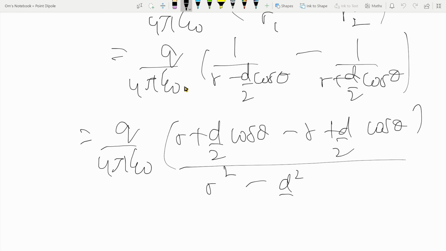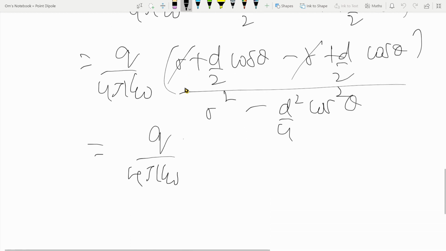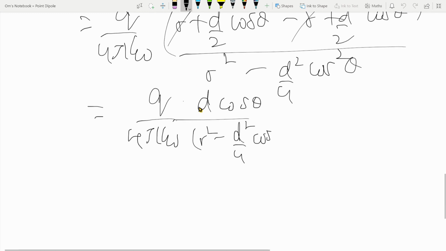So we can cut the R's over here, and what we will be left with is Q by 4 pi epsilon naught times d cos theta. We add the 2 d by 2, so we get a full d cos theta, by R square minus d square by 4 cos square theta. Now again, this is the exact value for the potential. This is our final expression, but as you can see, it's not very neat and it looks pretty ugly.